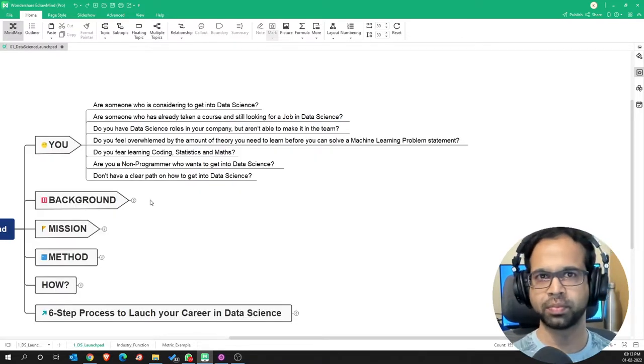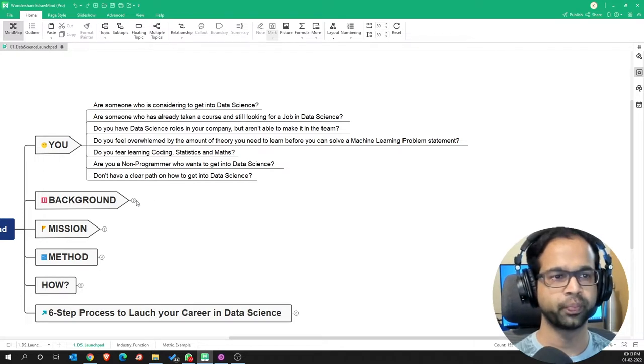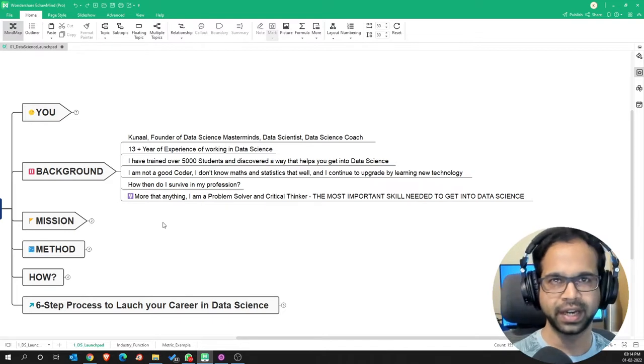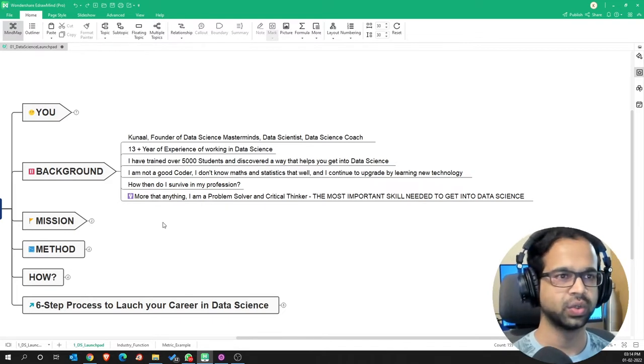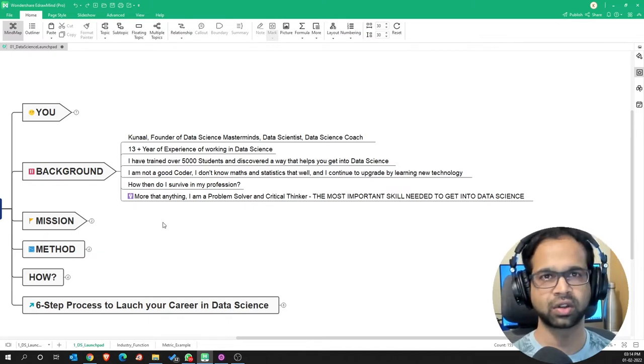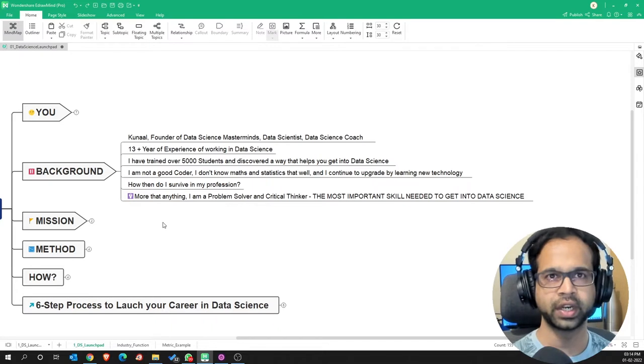Before that, let me give you a background of why I'm doing this and why it should matter to you. Hey, my name is Kunal. I'm the founder of Data Science Masterminds. I'm a data scientist, a data science coach. I have 13 plus years of experience working in data science. I've trained over 5,000 students in corporates, institutions, and retail students, and discovered a way that helps you get into data science, and not only that, but also gain some confidence.